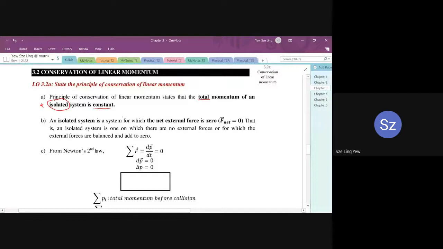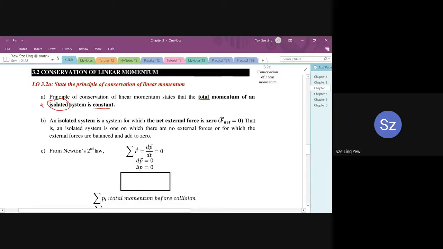Okay, so isolated system means that it is in an ideal situation. Ideal situation means that we assume there's no frictional force acting on our object, there's no friction between the object and the surface. We assume there's no air resistance. Okay, there's no external force that will affect the motion of the object, no external factor that causes a loss in the force. Therefore, we say it is in an isolated system. So isolated system is very important.